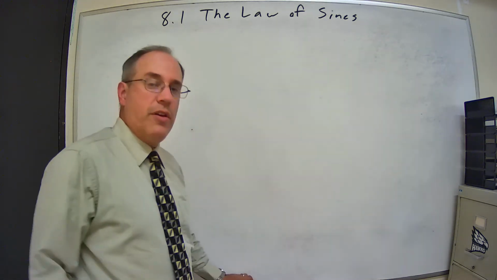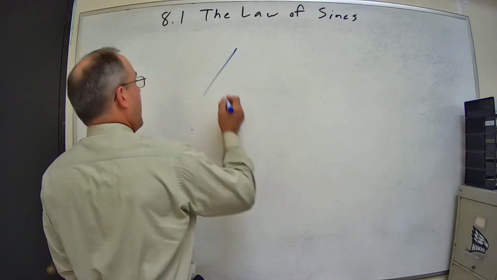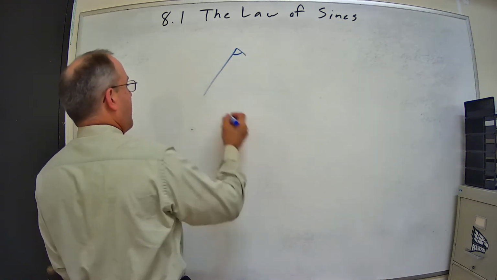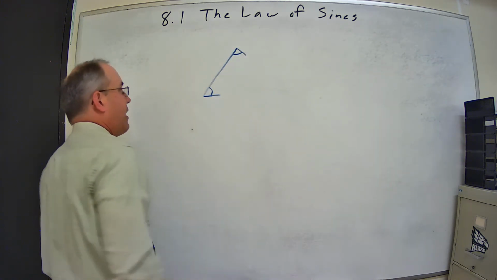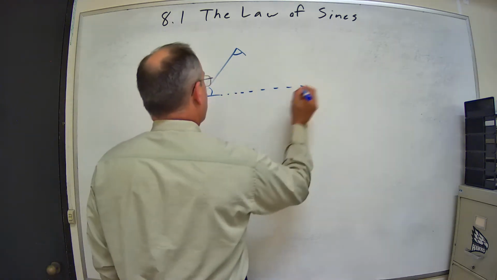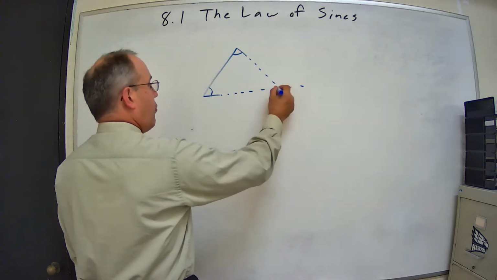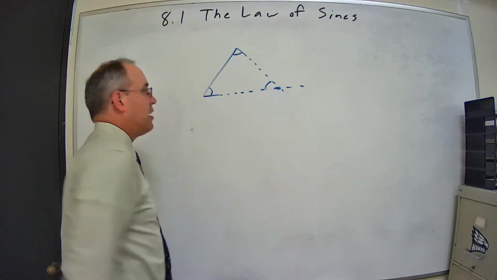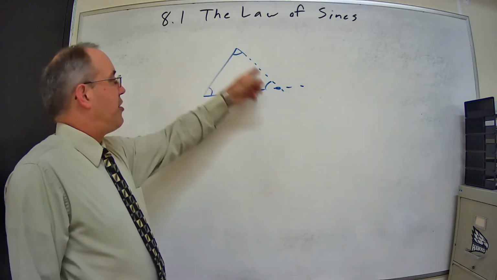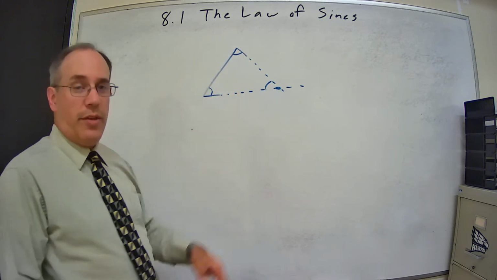Or if I have two angles and the included side. So if I have a side, and then I have that angle, and that angle, if I continue out those sides, we see that there is only one possible place that they could intersect. Therefore, there is only one possible triangle that we could come up with from this.